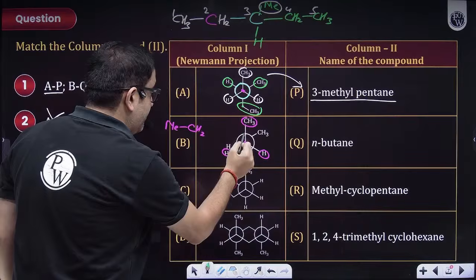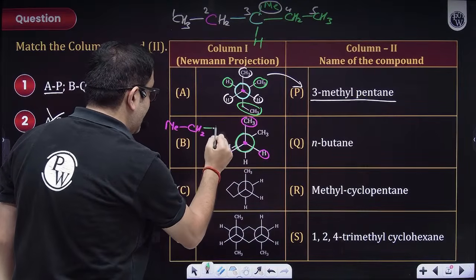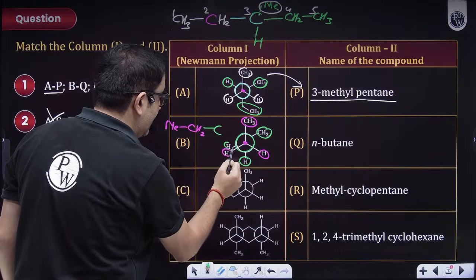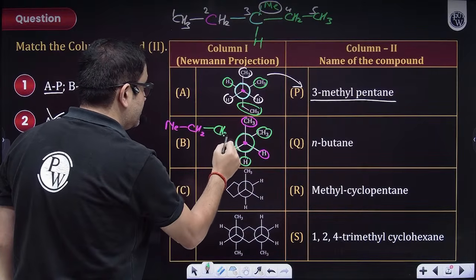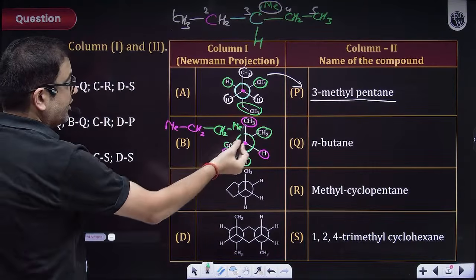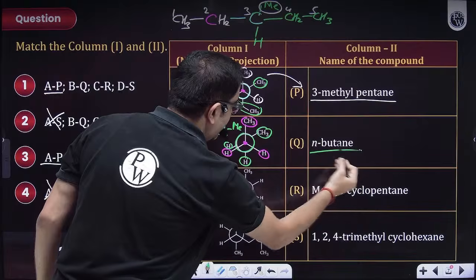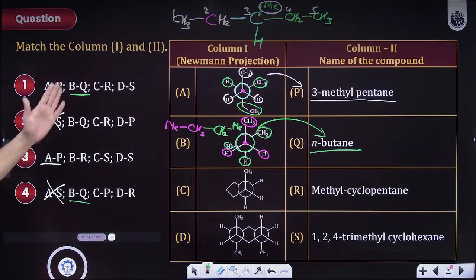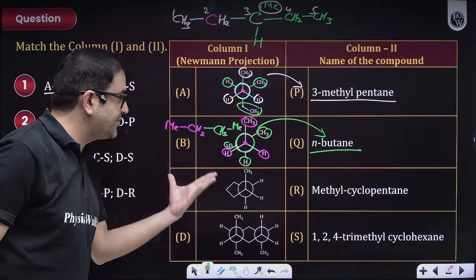So this is my back carbon. This is a back carbon having methyl, hydrogen and hydrogen. So two hydrogens and one methyl. Sir, this is simply a 4-carbon straight chain. That means that's butane, normal butane. So B is Q, although you do not even have to check if options are there.